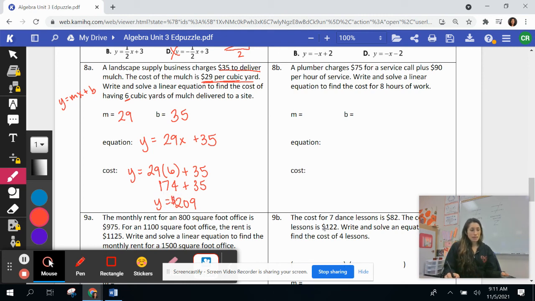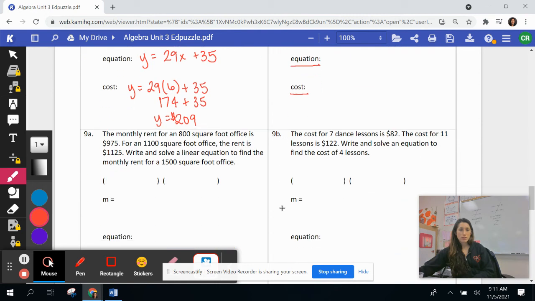Okay. All right, so for question 8B, you're going to go ahead and fill in the slope, the intercept. Go ahead and give the equation. And then go ahead and tell me the cost for 8 hours.